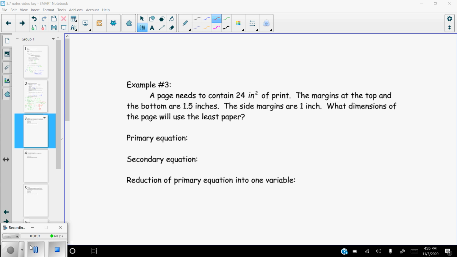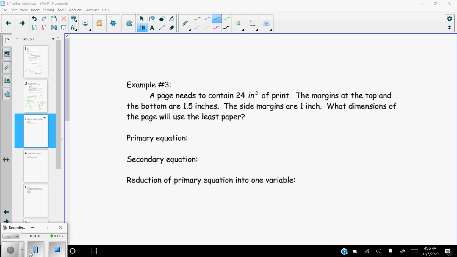Okay, section 3.7, video 2, we're on to example 3 with optimization. Again, the rest of these are just going to be examples. So example 3 says a page needs to contain 24 inches squared of print. The margins at the top and the bottom are 1.5 inches. The side margins are 1 inch. What dimensions of the page will use the least paper?